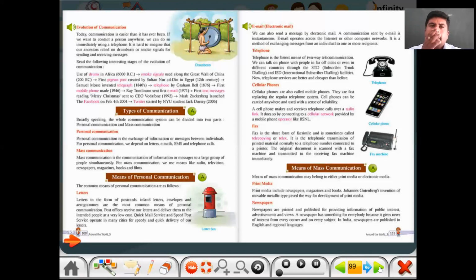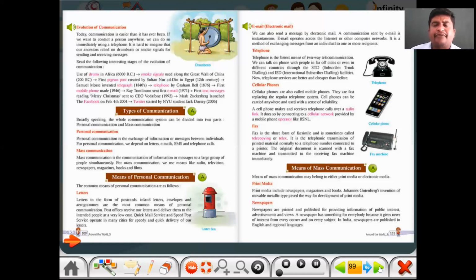So, let us see some interesting stages of the evolution of communication. Especially, the use of drums in Africa around 6000 BC, and smoke signals used on the Great Wall of China in 200 BC. First, smoke signals were used. The pigeon post was created by Sultan Nuruddin in Egypt. This was the first mode of communication, the pigeon.